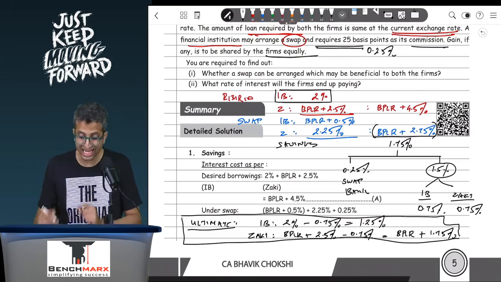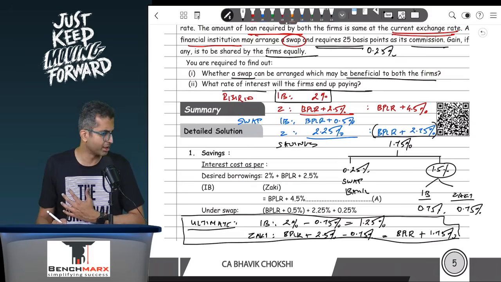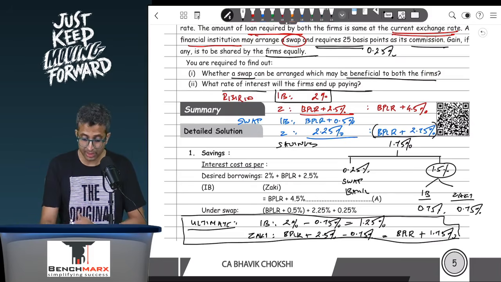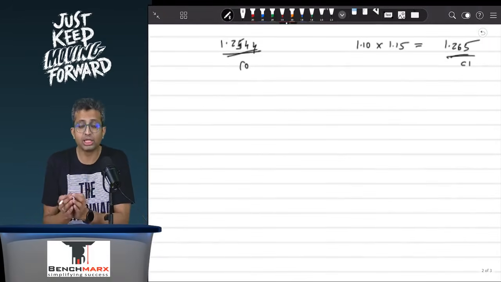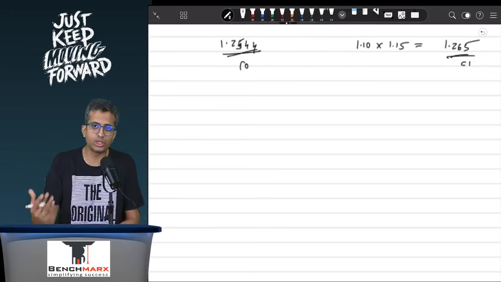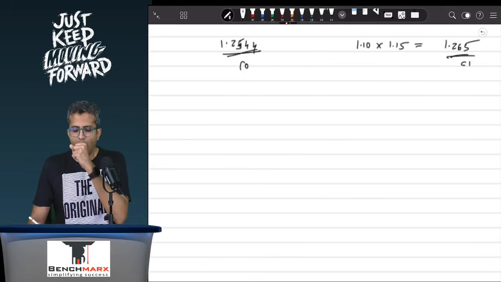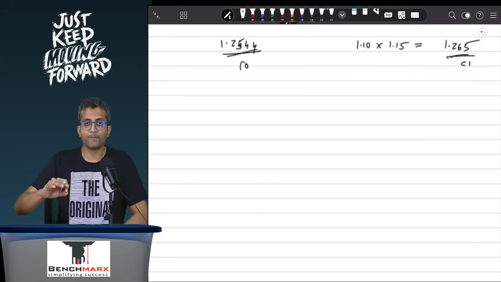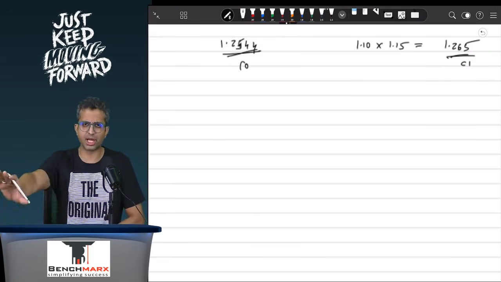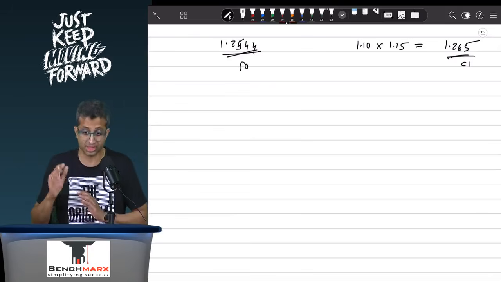Now you have to design a swap. You are required to find out whether a swap can be arranged which can be beneficial to both firms, and what is the rate of interest the firms will ultimately end up paying. So if you have to design a swap, keeping this into consideration, how will the swap actually appear? Well, Zaki and IB wanted to borrow fixed, but IB ends up borrowing floating. So we will try to design the swap in such a way that IB ultimately gets its desired cost at 1.25 and Zaki ultimately gets its desired cost at BPLR plus 1.75, so it is cheaper.